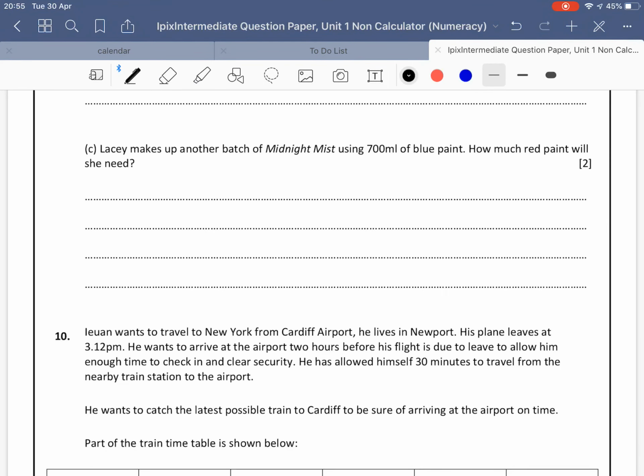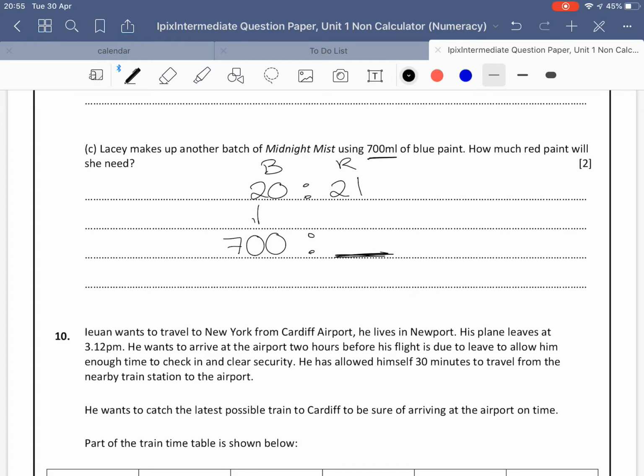Lacey makes up another batch of midnight mist using 700 millilitres of blue paint. How much red paint would she need? So again, this is our ratio that we found out in part A. If you got this bit wrong, just use your ratio. So this is blue, this is red. 700 millilitres of blue, so this time she's got 700. We need to see how much red.